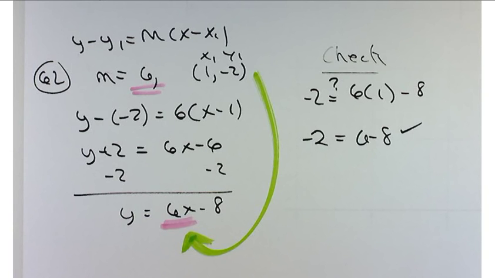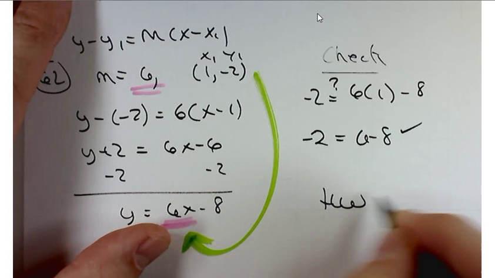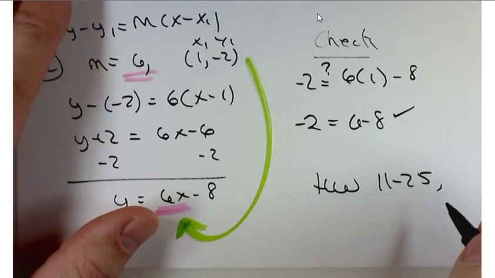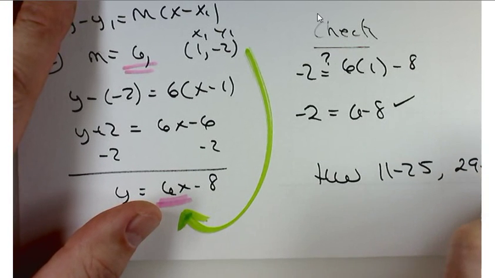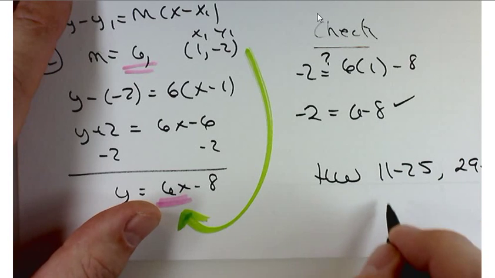For homework, try 11 through 25, 29 through 37, and 41 through 73.